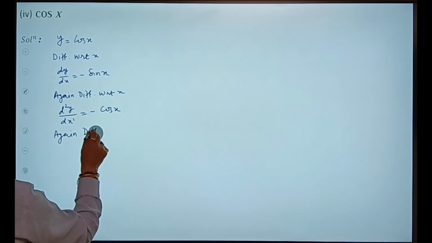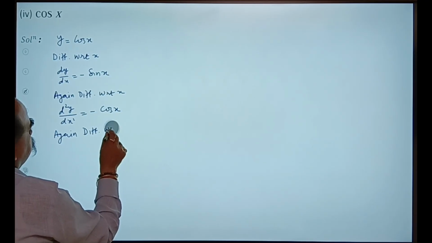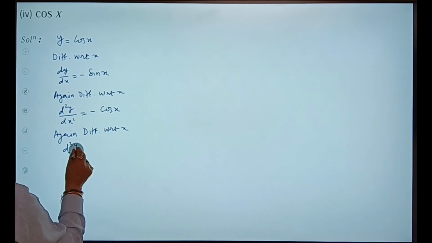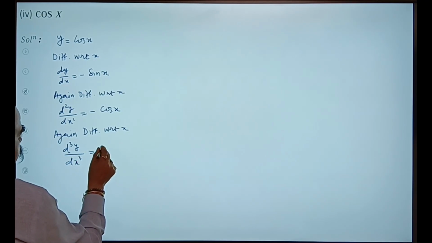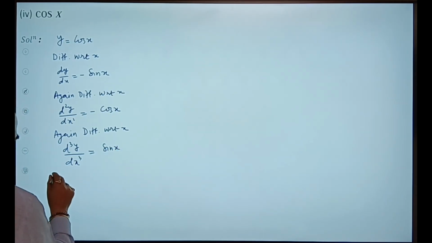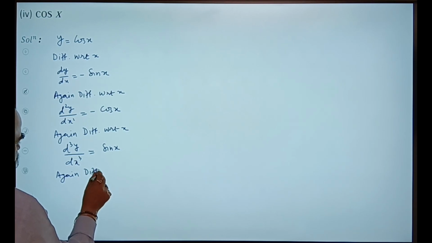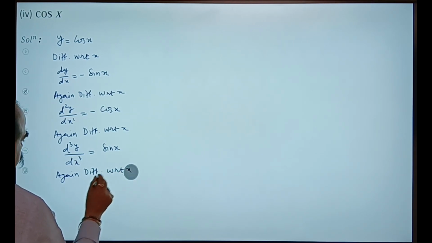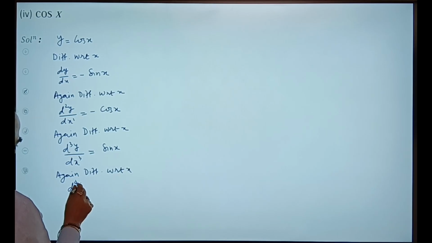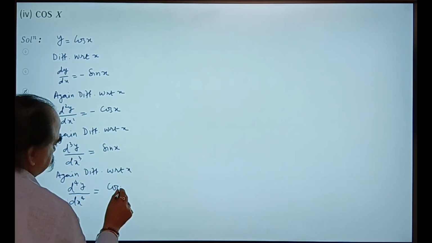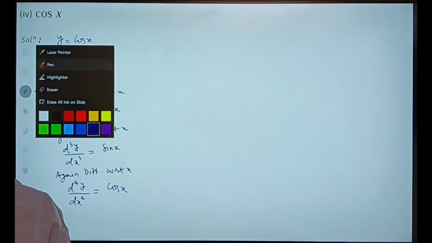Again differentiating with respect to x, d3y by dx cube is sin x. Again differentiating with respect to x, d4y by dx raised to 4 is equal to cos x. Now we'll generalize it.